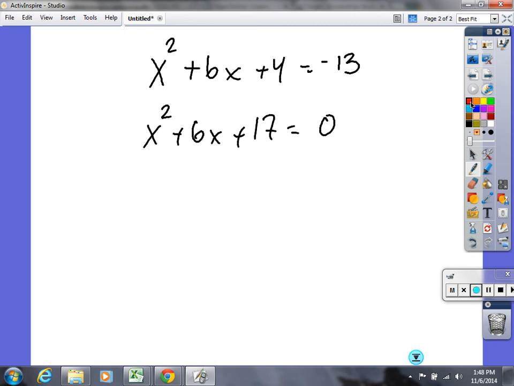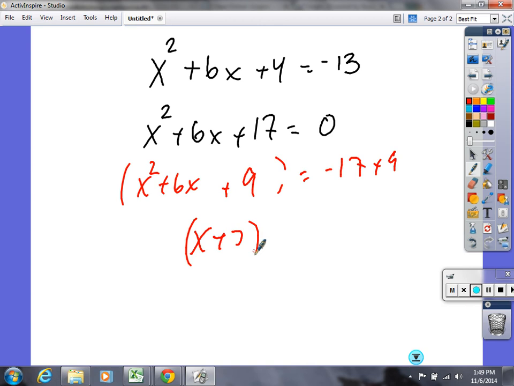You guys mind if I hurry and do that really quickly, just to show you I get the same answer either way? I'm going to hurry, so don't worry about it. So this is x squared plus 6x, for balancing purposes. Equals negative 17. For balancing purposes, this would be 9, so I would add 9. So this would be x plus 3 squared equals negative 8.